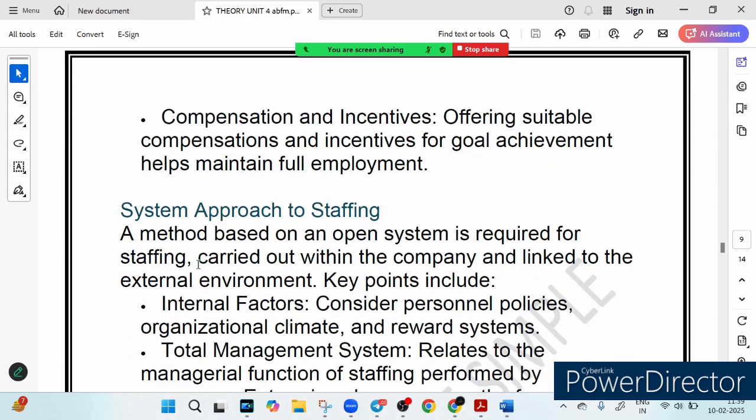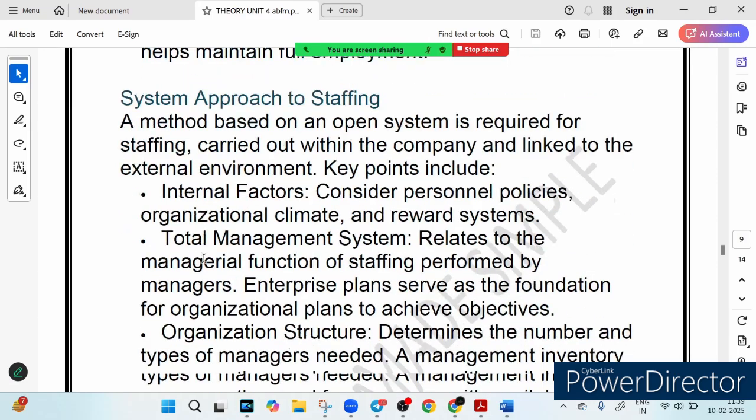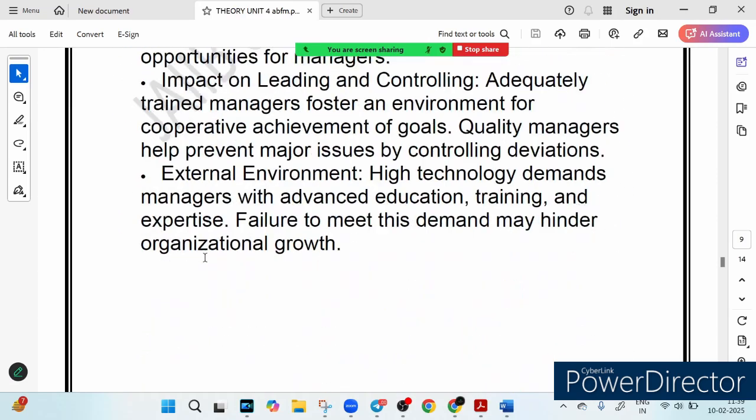Then we have compensation and incentive. So think of an organization like a cricket team. The right players, training and rewards can make or break the game. Staffing is like choosing and managing that perfect team, right? So now let's talk about the factors affecting the requirement of quantum and types of managers, right? But before that, let's talk about the system approach to staffing, and then we will move to the quantum.